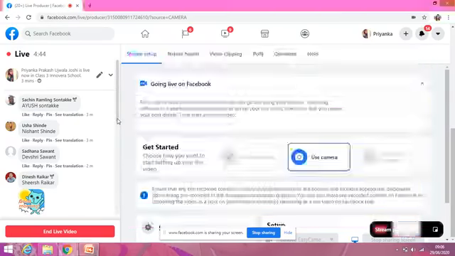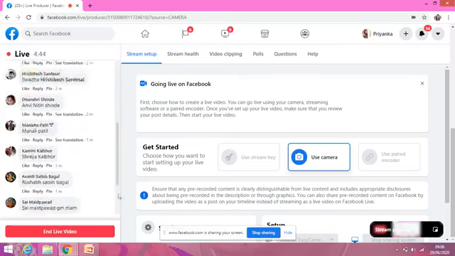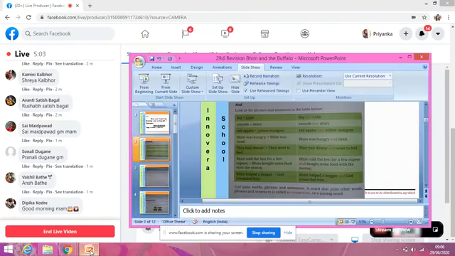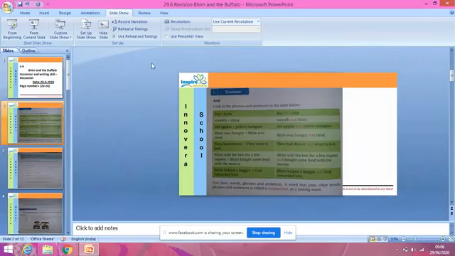Yes? Children, please don't send any smileys or emojis here. We are discussing the grammar part of lesson number 4, Bhim and the Buffalo. I hope you have understood this so that we can solve the exercise related to it.